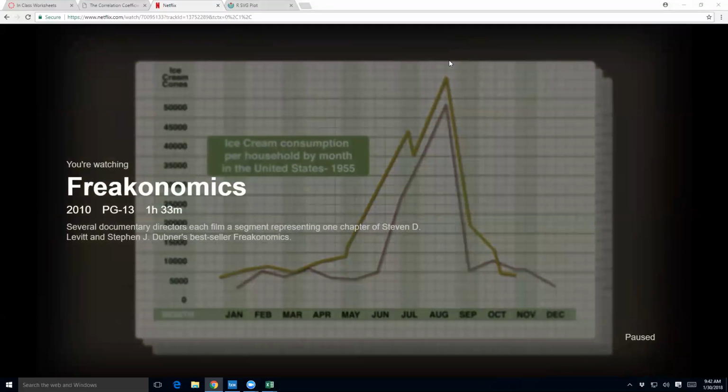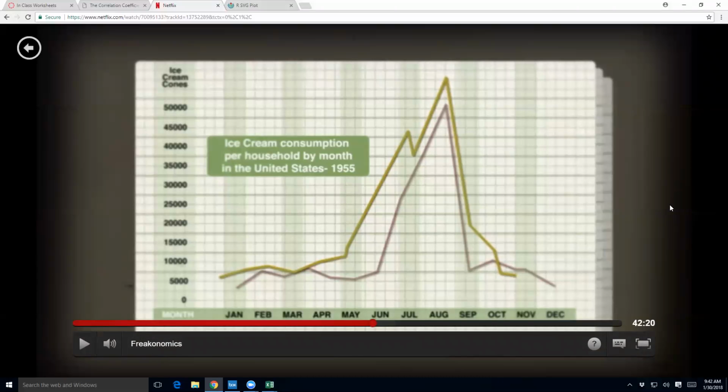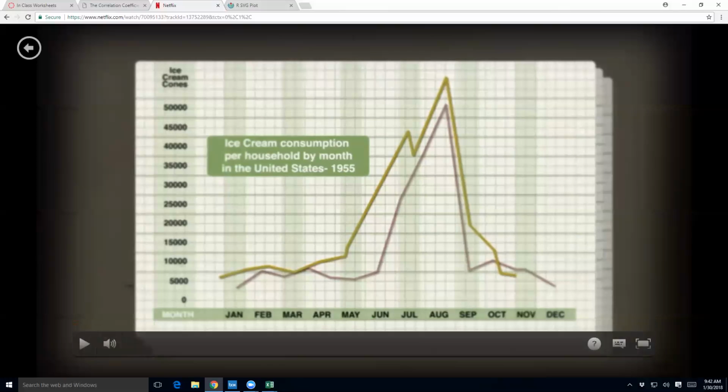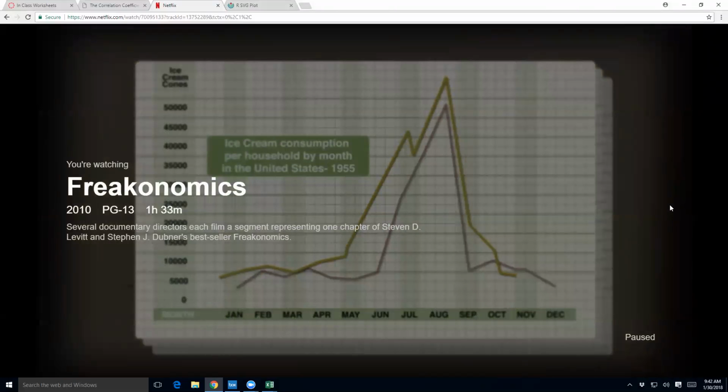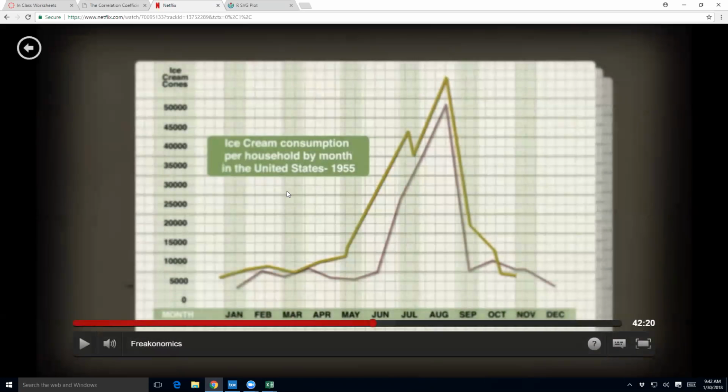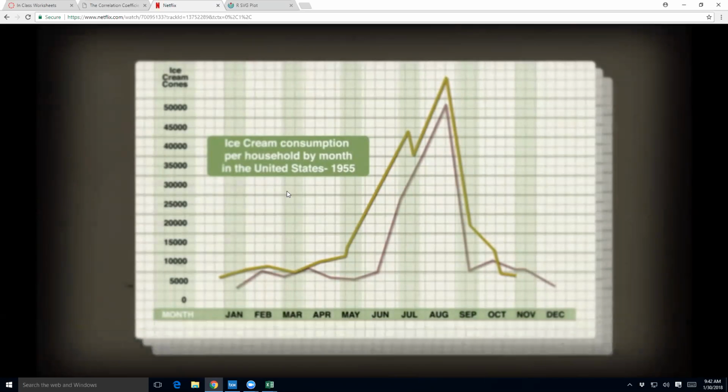Okay, so let's talk a little bit about this for a minute. This is ice cream consumption and new cases of polio. And it does look pretty well correlated, doesn't it? Does ice cream cause polio? No. So you've heard the well-worn phrase, correlation does not imply causality. But that doesn't mean there's not a relationship going on. So correlation doesn't imply causality.